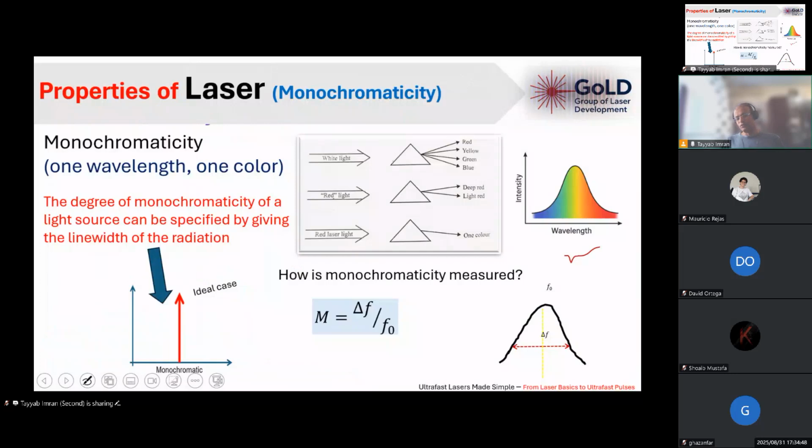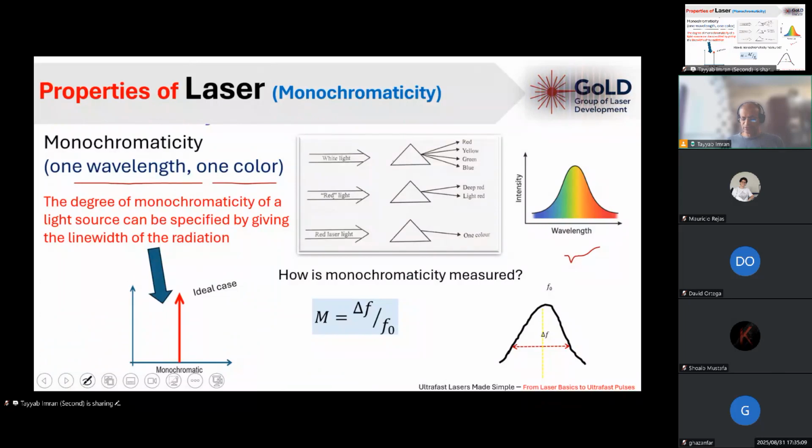So, properties of the laser, there are different properties. We are starting from monochromaticity. So it has to be monochromatic. Monochromatic means it has to be one wavelength, one color. So if the wavelength is one, then it will be one color.